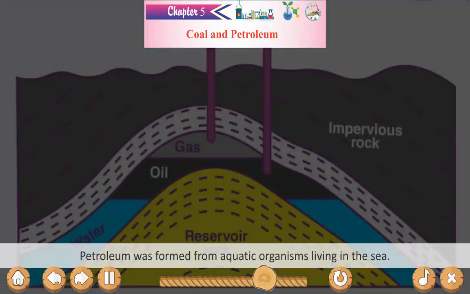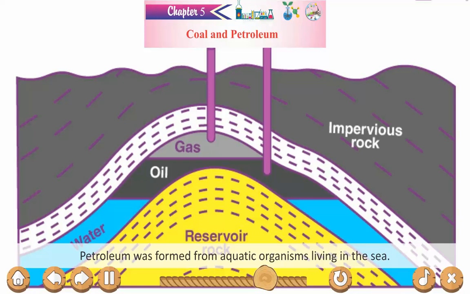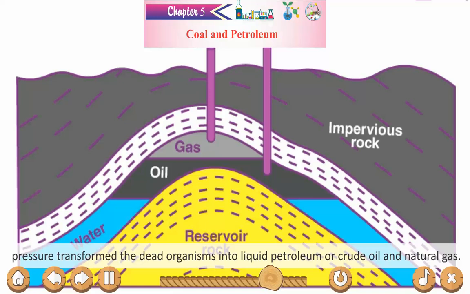Formation of petroleum. Petroleum was formed from aquatic organisms living in the sea. When these organisms died, their bodies settled at the bottom of the sea and got covered with layers of sand and clay. The decomposed organic matter, as a result of the action of bacteria, got buried deeper and deeper. Over millions of years, absence of air, high temperature and high pressure transformed the dead organisms into liquid petroleum or crude oil and natural gas.